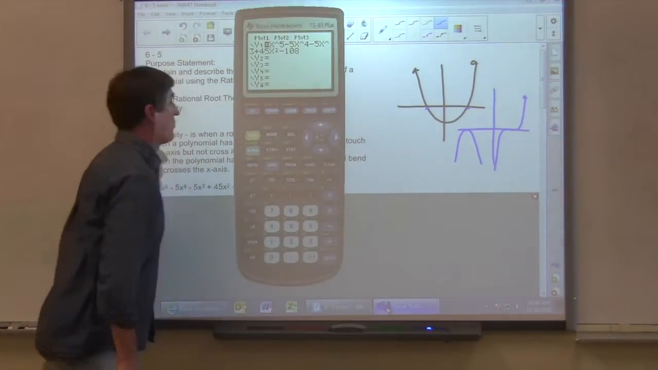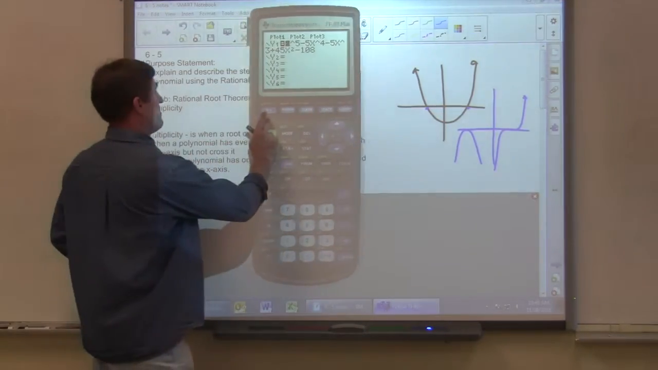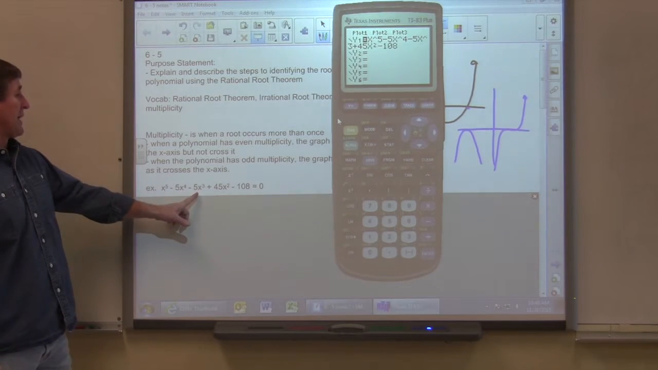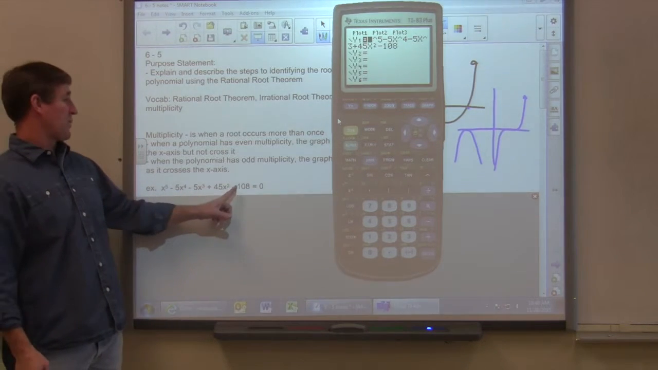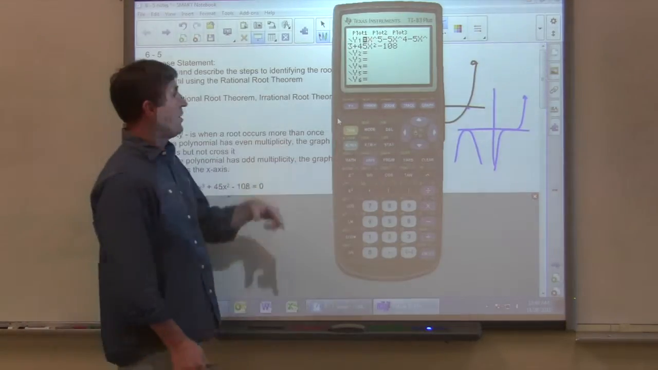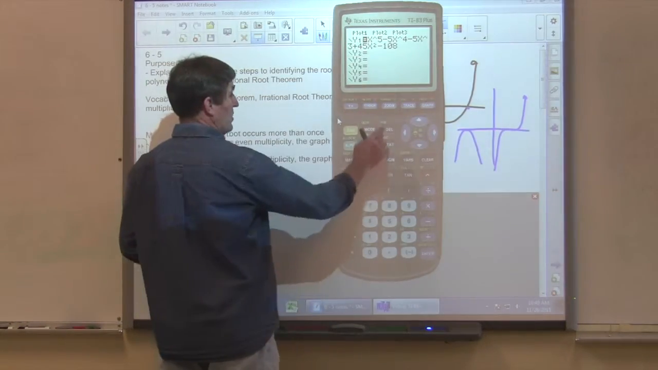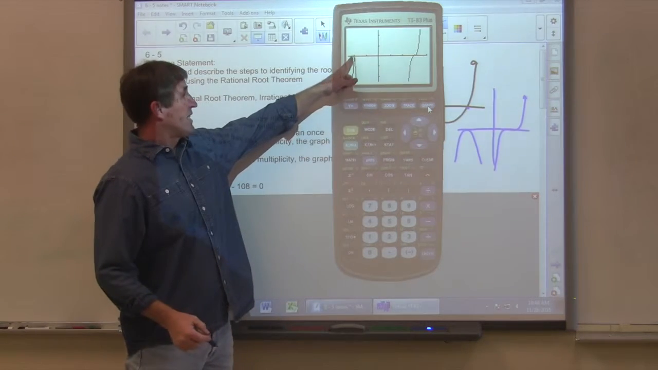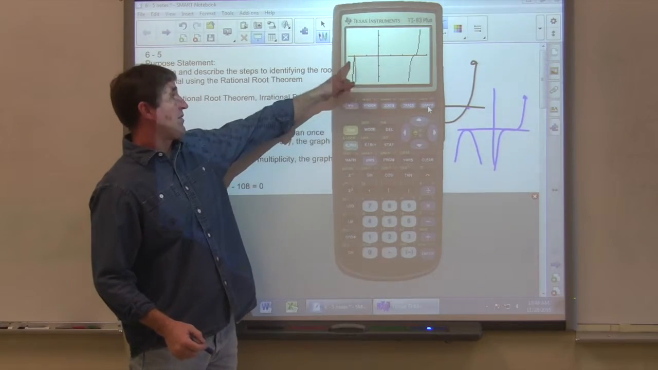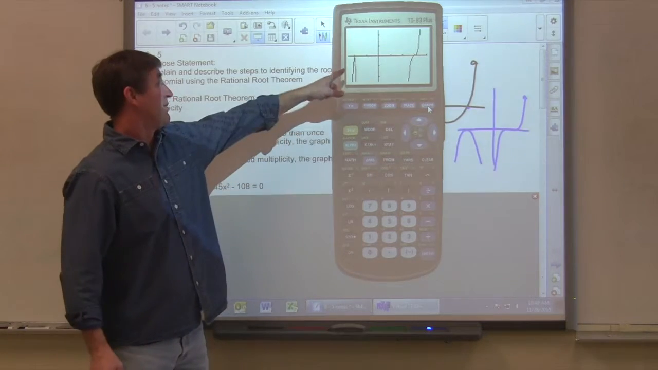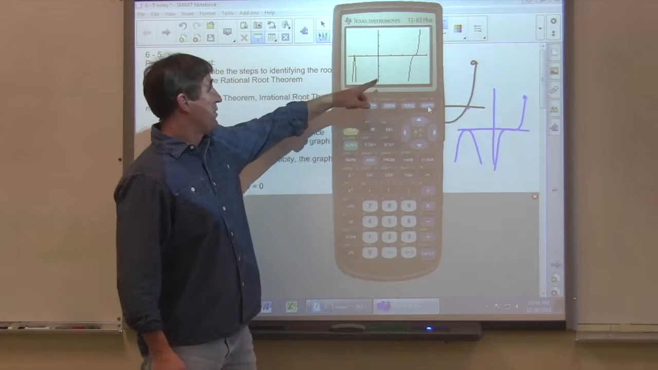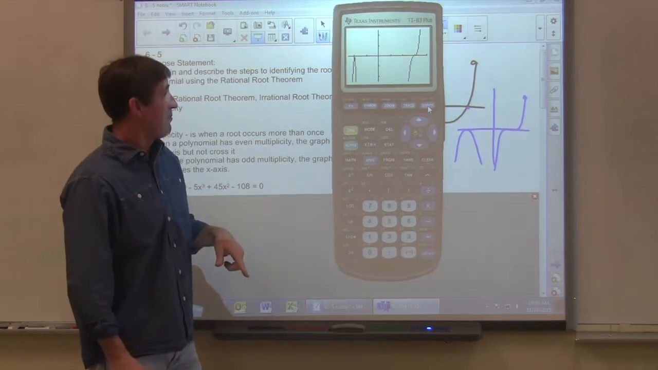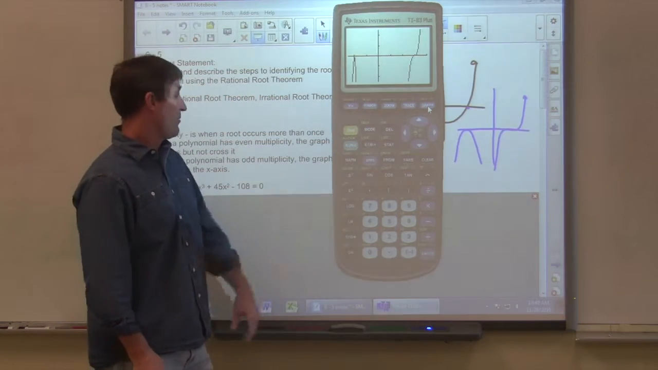And if we type that into the graphing calculator, x to the 5th minus 5x to the 4th minus 5x to the 3rd plus 45x squared minus 108 equals 0. So I just graph that in as y equals, and then I graph that. You can see that here it touches at -2, so that means I have an even multiplicity of -2, and it bends as it crosses at 3, so I have an odd multiplicity of 3.